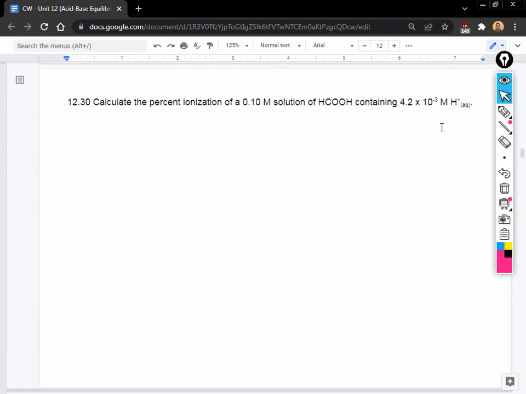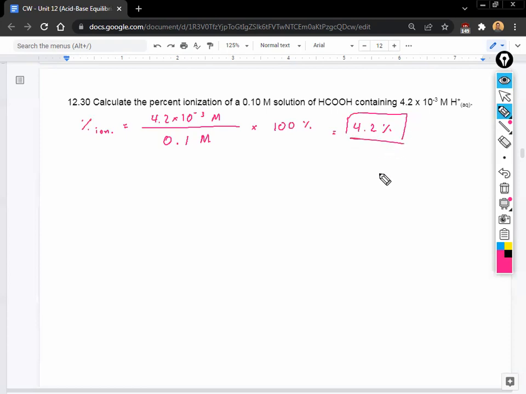All right, you guys ready to go? Okay, so when we calculate percent ionization, super simple. We put the concentration of H plus at equilibrium on the top. So we'll put the 4.2 times 10 to the negative 3 molarity on the top, divided by the original concentration of the acid on the bottom. And then we multiply that by 100%. And that should give us an answer of 4.2%. Got that? All right, that's pretty much it. It just tells us that 4.2% of the acid molecules dissociated.